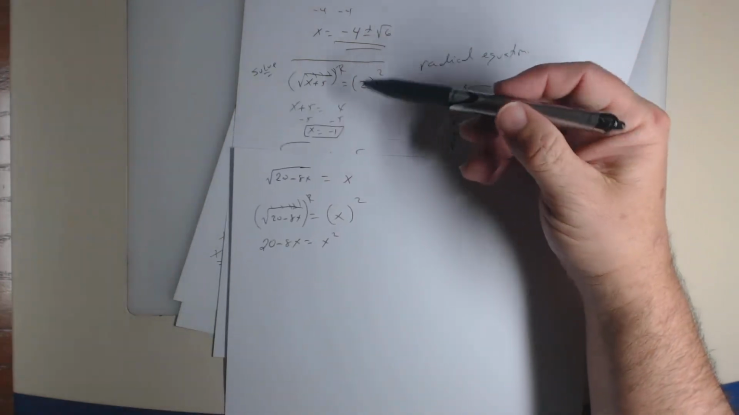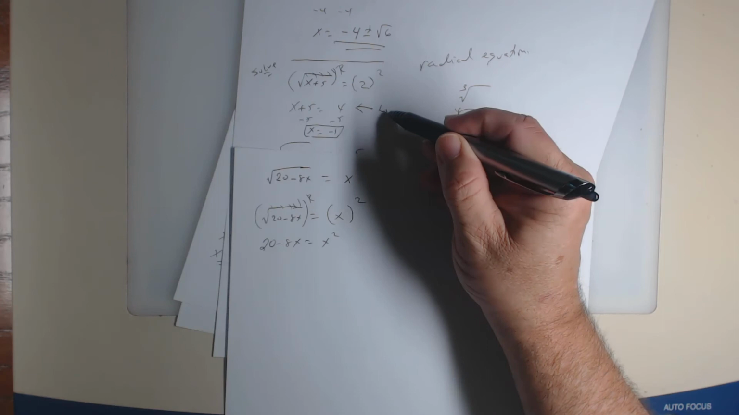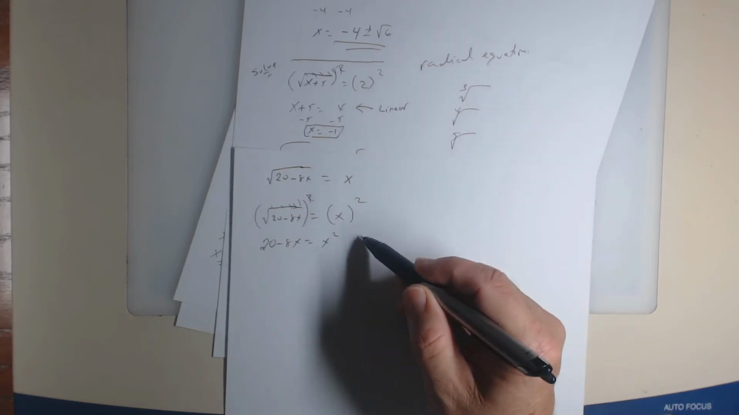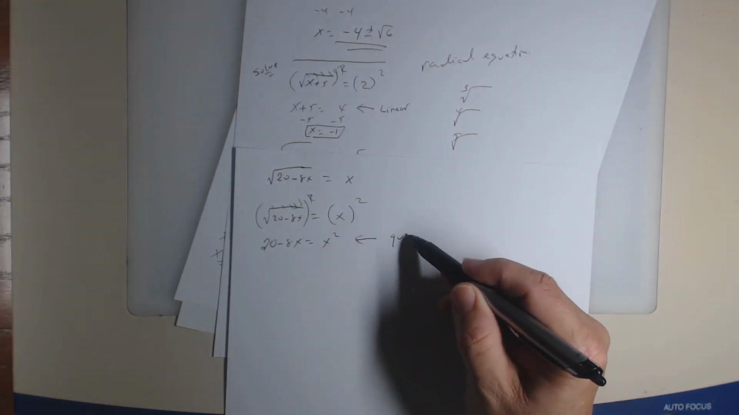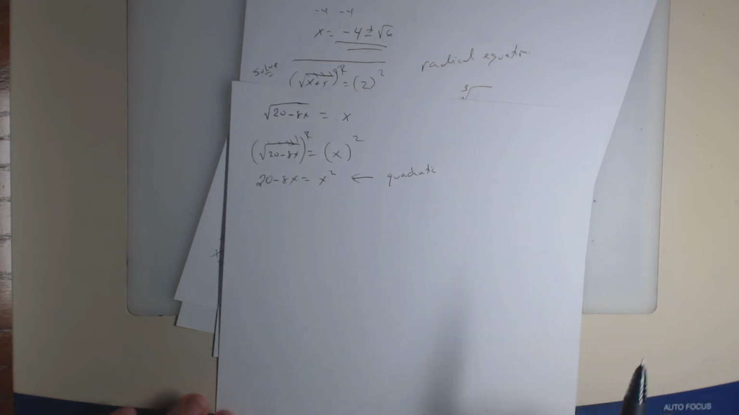So when I did the previous one, when I squared both sides, I ended up with what kind of equation right here? Linear. Here I ended up with what? Quadratic. So I end up with a quadratic equation. And so if I have a quadratic equation that looks like this, what should I then do? No, you're going to use the quadratic formula.